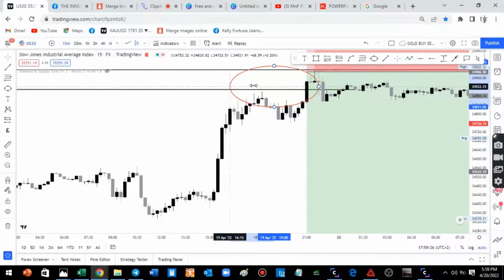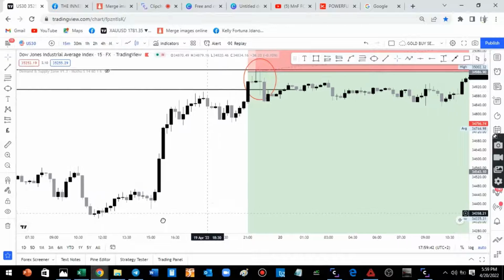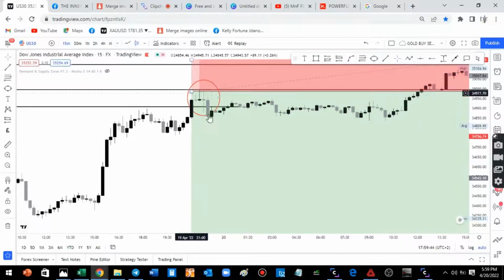You guys know me for those sniper entries. Most of you have seen those sniper entries that we actually do. This is how we get them. So you can see that the market actually gave us a nice rejection for that level there, and then the market dropped a fair bit.